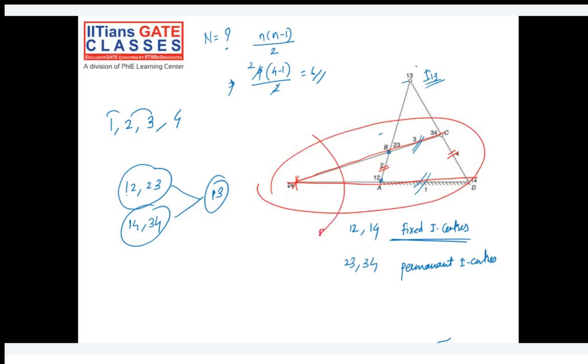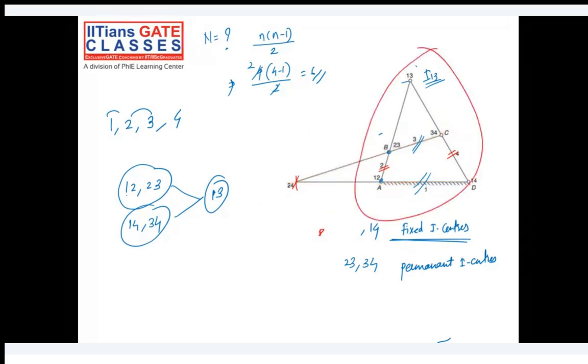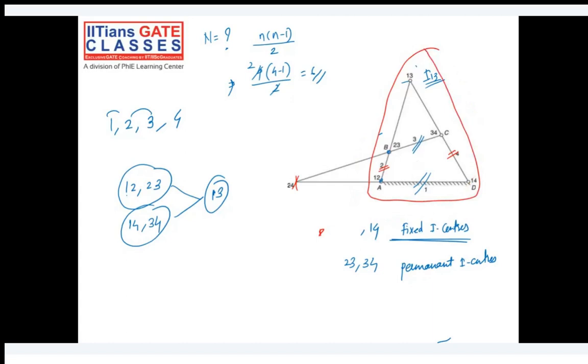In the same way, the meaning of I13 is that links 1 and 3, or this entire link which I have drawn in the red color, is rotated about the instantaneous center I13. Are you following it? If you have any doubt, do not hesitate to ask.